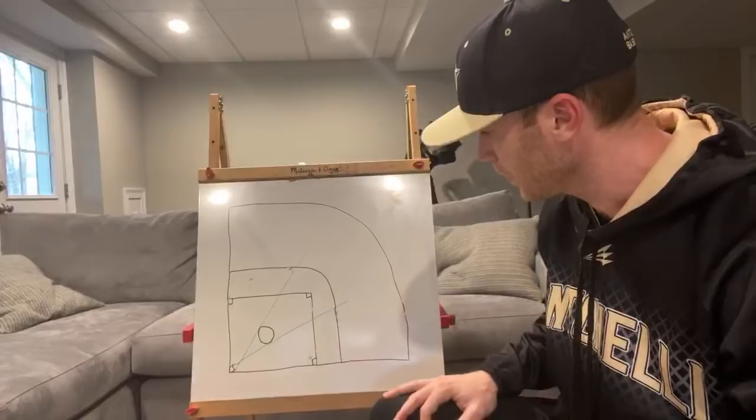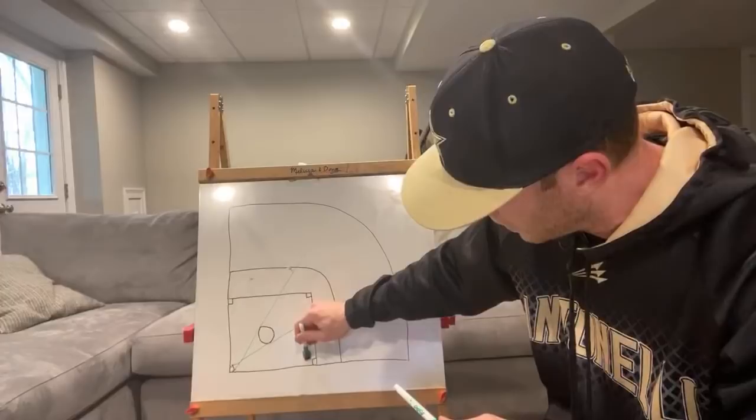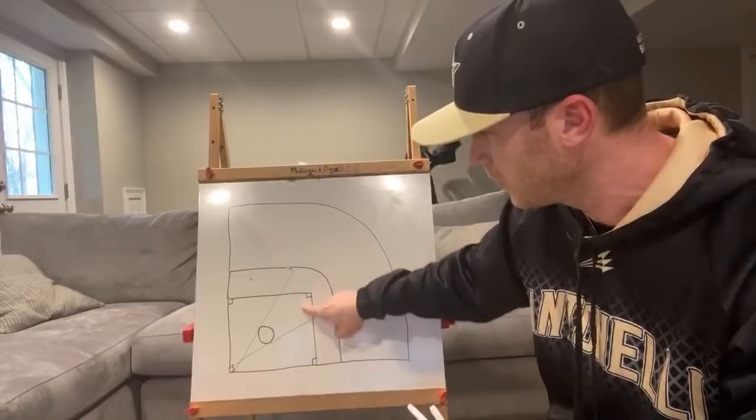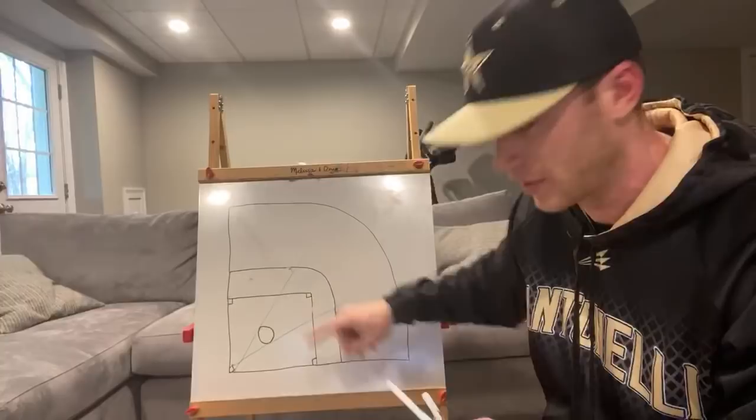Okay, one other thing. If it's first and second, this is important. I see this messed up at every young baseball game I go to. If there's a man on first, I'm holding him. If there's a man on first and second, or bases loaded, I'm no longer holding him because he can't steal when there's a man on second base, okay? They can double steal, but he can't just steal second.